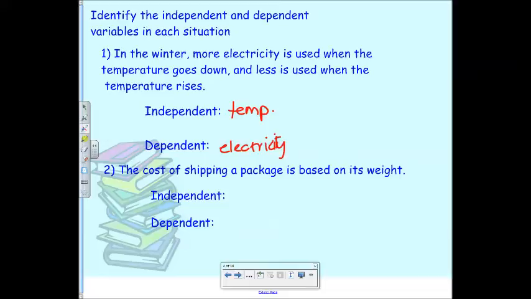The weight is the independent variable. All right, and then what's the dependent variable? The cost, yeah, okay. So have you guys ever been to the post office? How many of you guys have been to the post office?